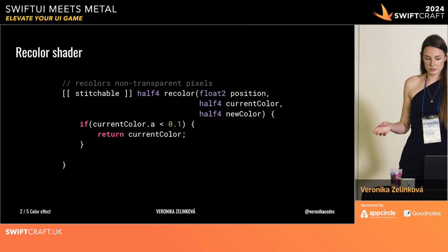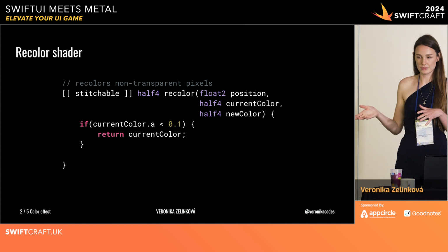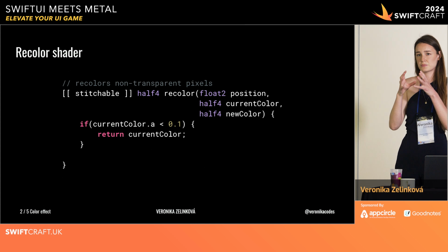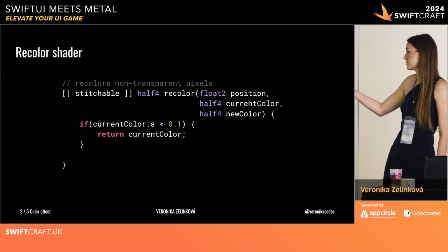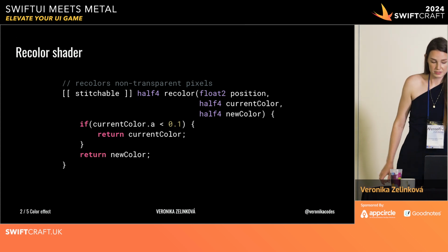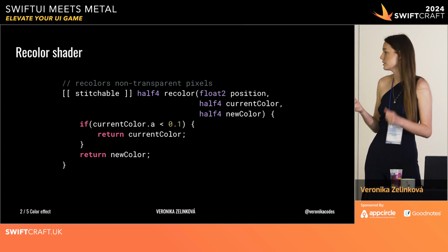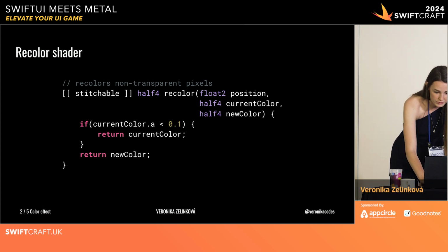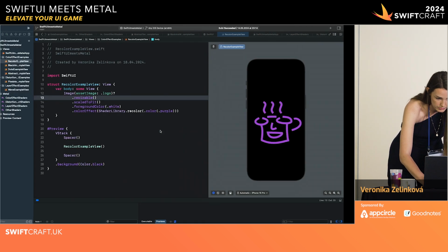So what we can easily do is check whether the current pixel's alpha value is 0 or close to 0, which means that this pixel is probably transparent. And if this pixel is transparent, we just return the current color for the pixel. But if it's not, we know that this pixel probably has some color, and we will return a new color for it, which will be the purple color in this example. Let me show you it quickly in code.